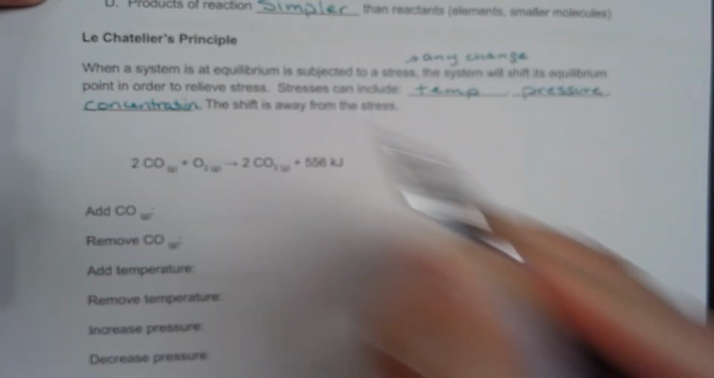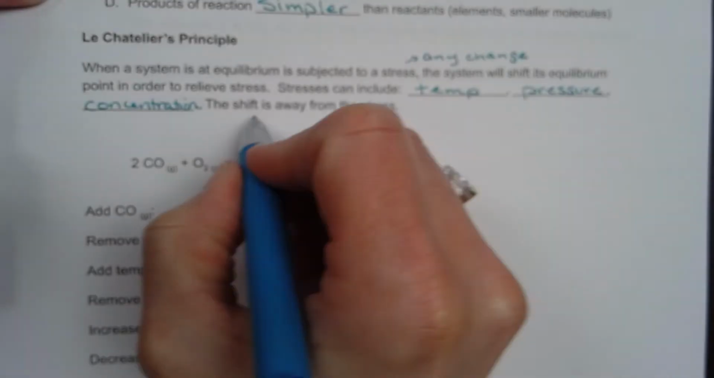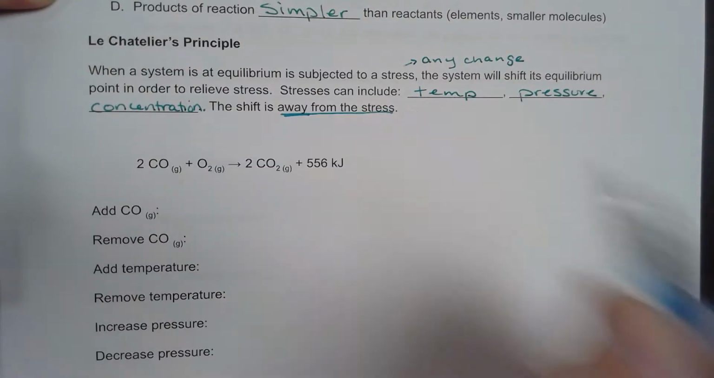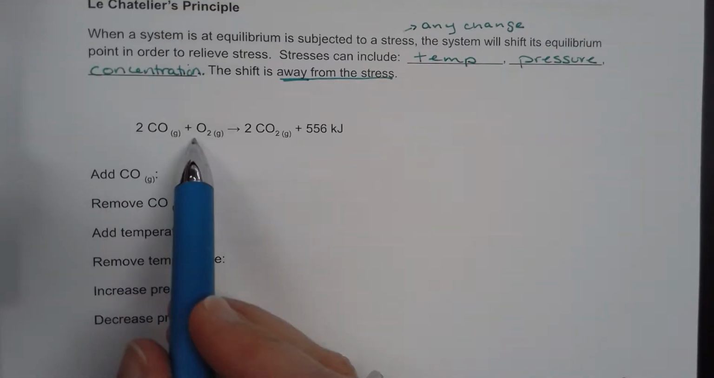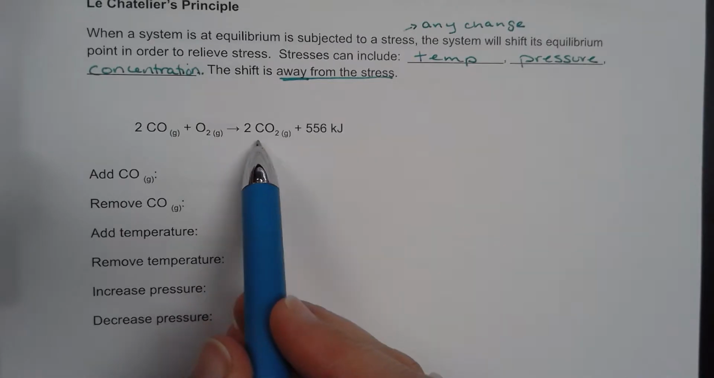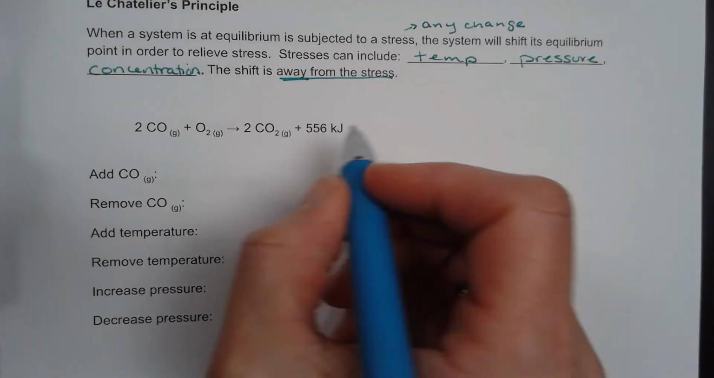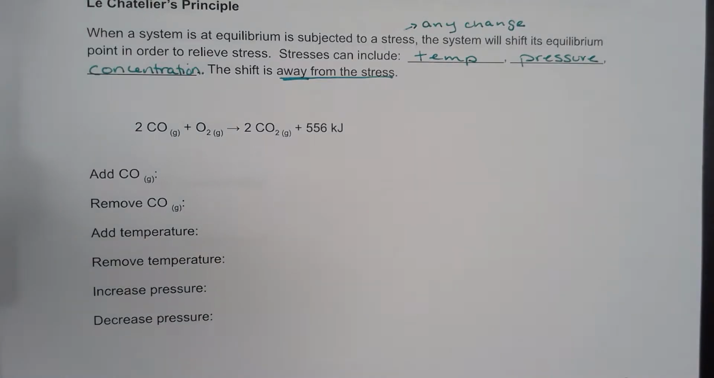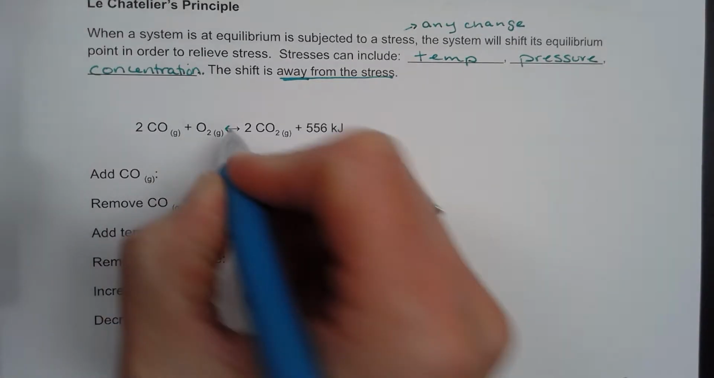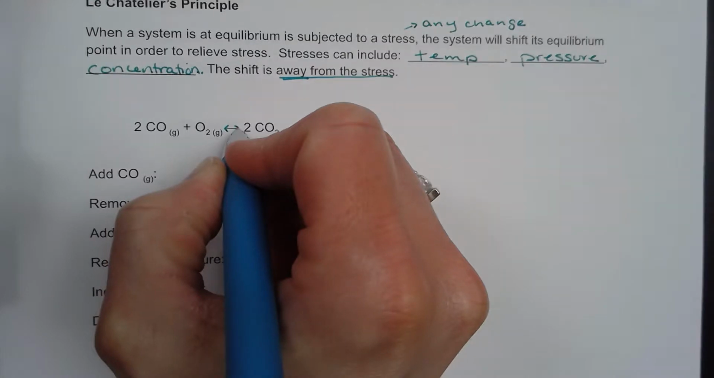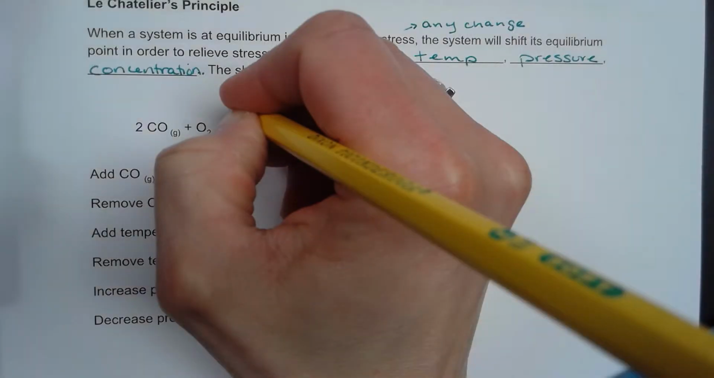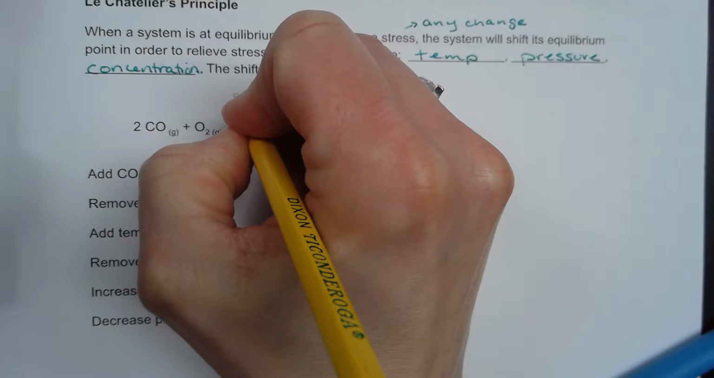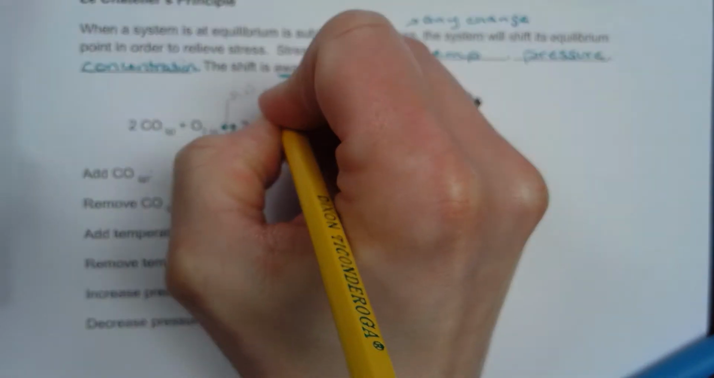The shift is away from the stress. So we're going to take a look at this reaction. 2 carbon monoxide gas plus oxygen gas yields 2 carbon dioxide, plus 556 kilojoules. And what we really should have is a reversible reaction, so I'm going to make that reversible. Goes both directions. Now, as we look through this, we're going to be looking over that midline. This is where our shift happens. It's reactants versus products.